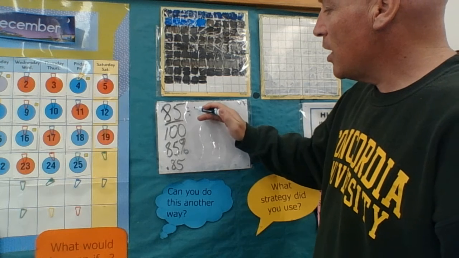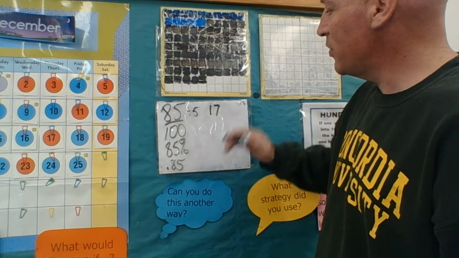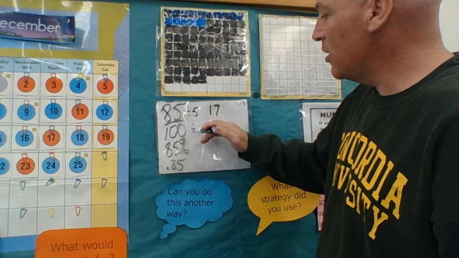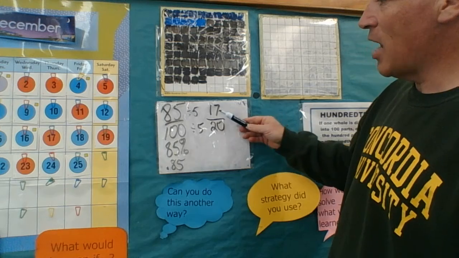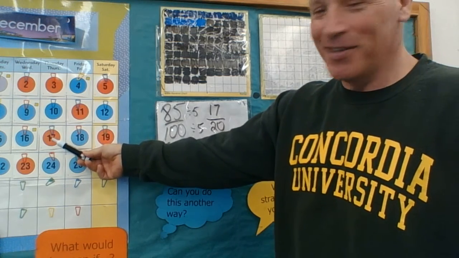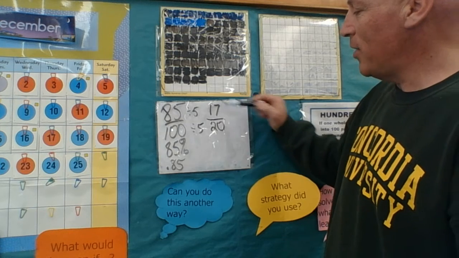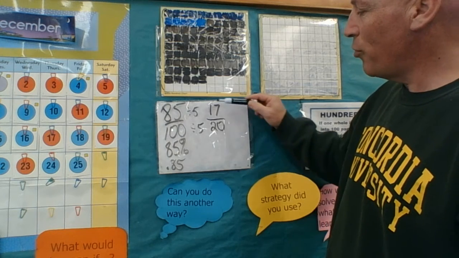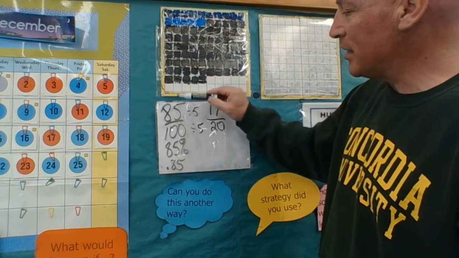So 85 divided by 5 is 17, and 100 divided by 5 is 20. Now 17, I have a little cheat sheet over here, I know is prime, so this is in its simplest form. So 17/20ths is the same value as 85 hundredths.